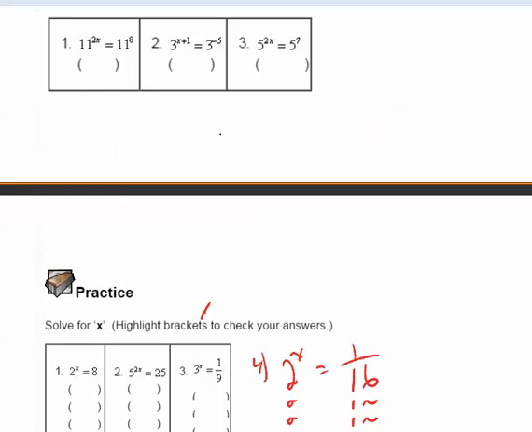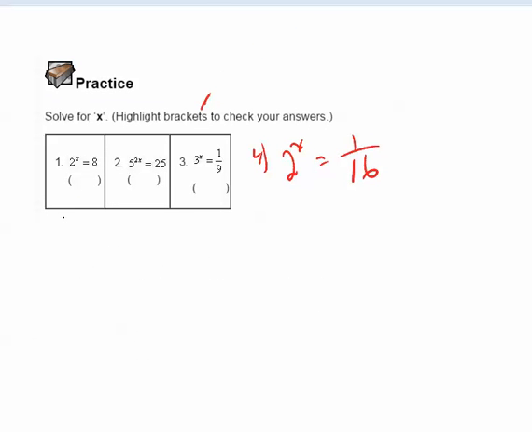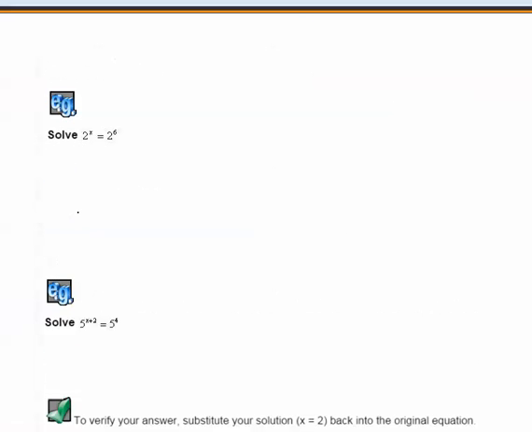Okay, I want to build up to these hardest ones, but I'm going to start at the top and build towards those, trying to solve exponential equations. So let's go to the top.